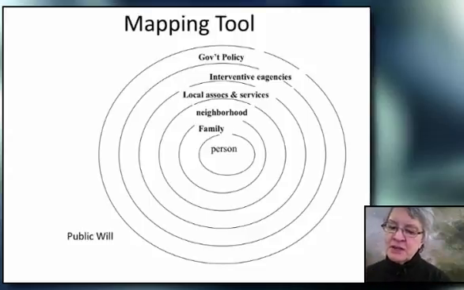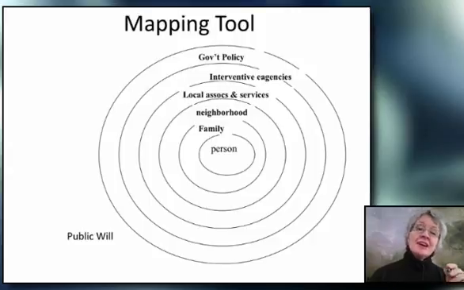The next part of it is the intervening agencies. These are places that address the toughest issues where professionals need to provide the service. And finally, the outer ring is the government policy area.